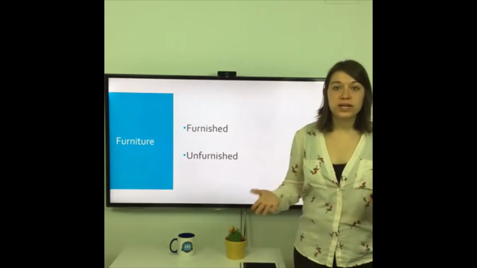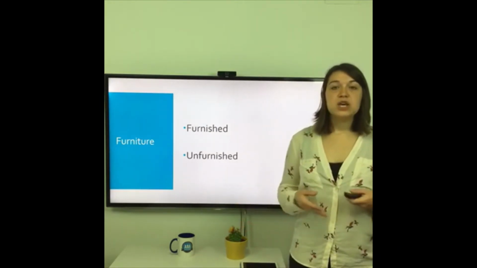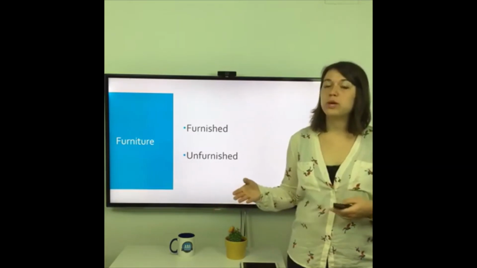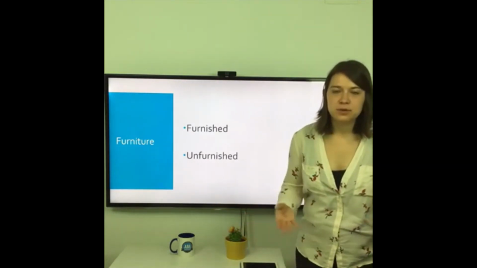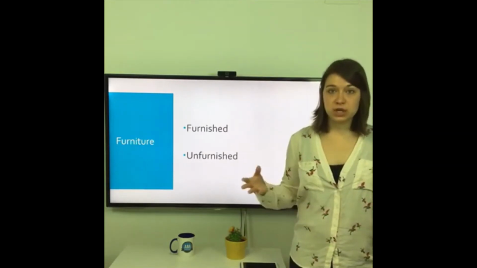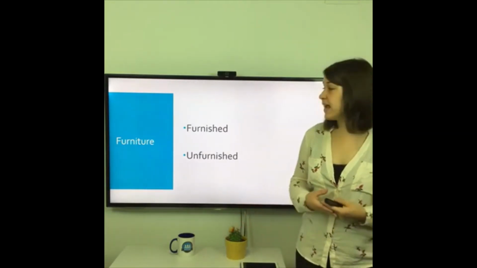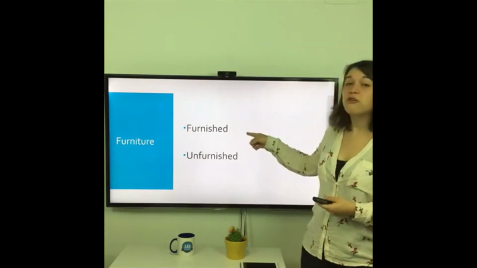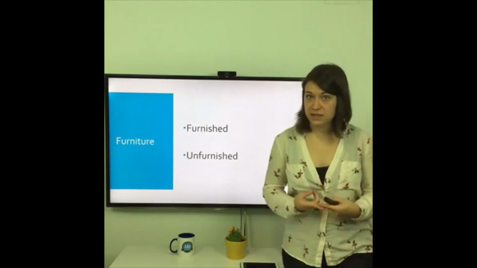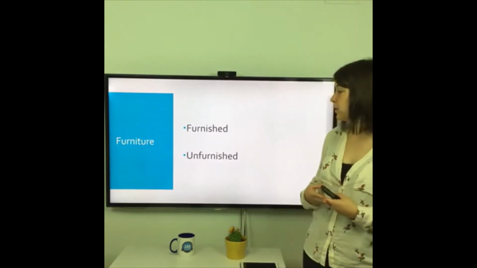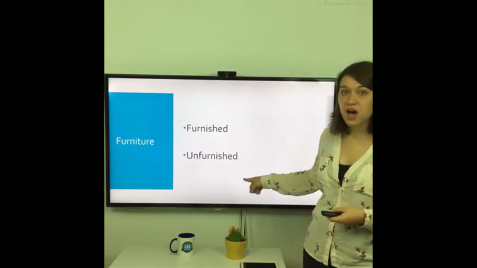Okay? What else? Furniture. So when you rent an apartment, it might have furniture, which is the sofa, the bed, the tables, the chairs. If this is included, then you say that the apartment is furnished. If it does not have these things, the bed and the chairs and tables, for example, then we say it is unfurnished.